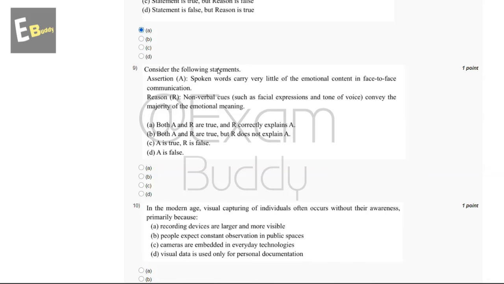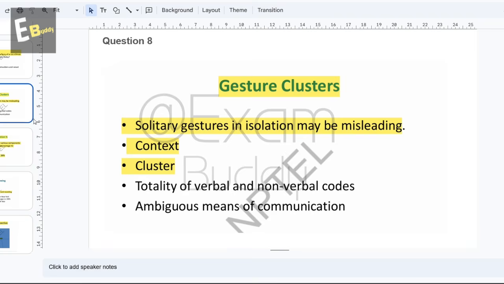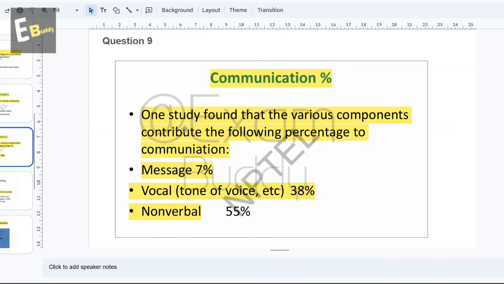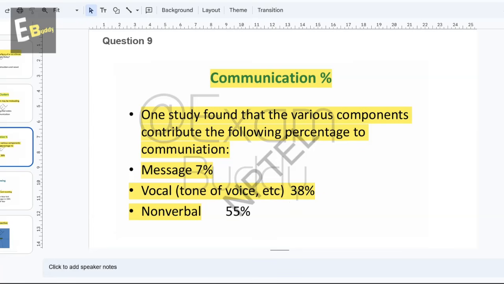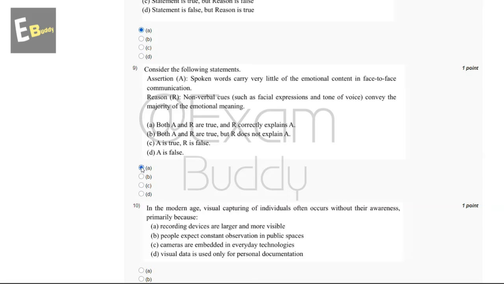Consider the following statement. Assertion: spoken words carry very little of the emotional content in face to face communication. Reason: non-verbal cues such as facial expressions and tone of voice convey the majority of the emotional meaning. So these are the options, and now let's check the explanation. So explanation says communication. One study found that the various components contribute the following percentages to communication. Message 7%, vocal tone of voice etc. 38%, non-verbal 55%. So the answer of our ninth question is A. And now let's go to our question number 10.